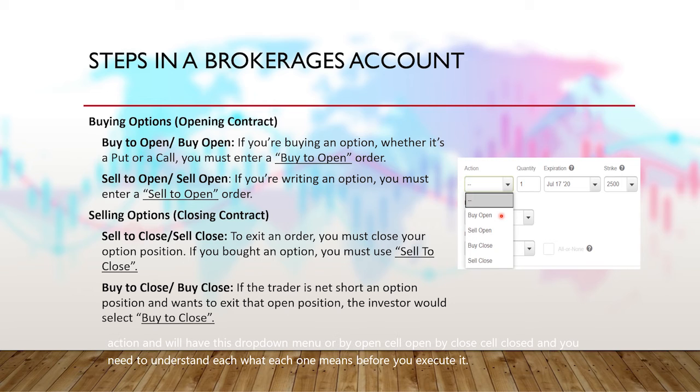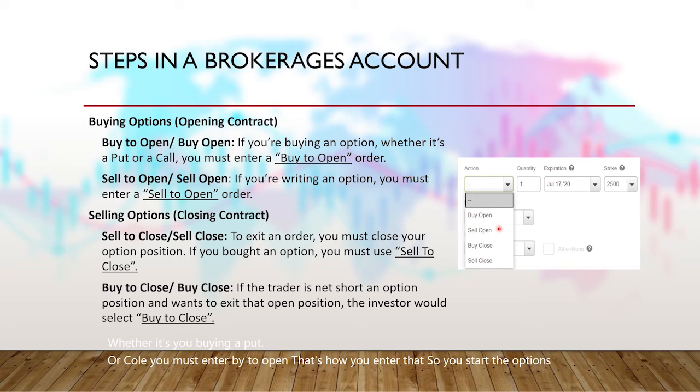So let's look at the first one, buy open. Buy to open, or buy open, is if you're buying an option, whether you're buying a put or a call, you must enter buy to open. That's how you enter it. That's how you start the options contract.